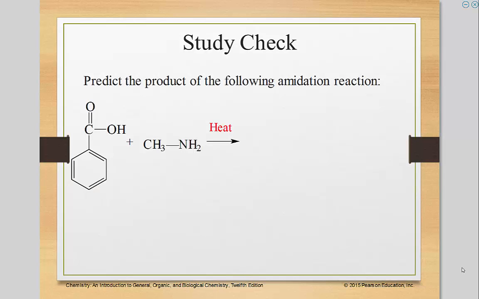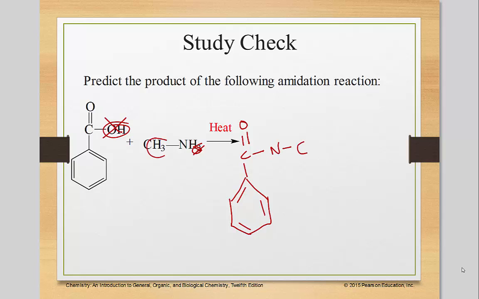So let's predict the product of the following amidation reaction. This OH group goes away, and so does one of these hydrogens. So that gives us a benzene group with a carbonyl group. And instead of having that oxygen there, we're going to have a nitrogen there instead. And that's attached to a CH3 and another hydrogen.